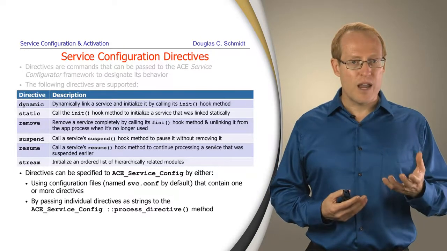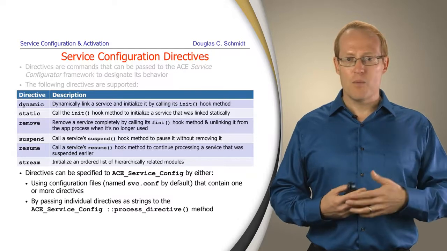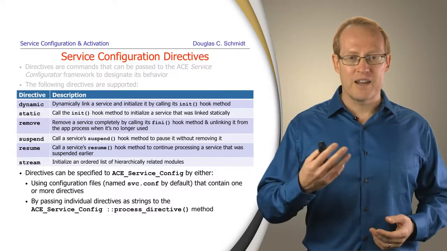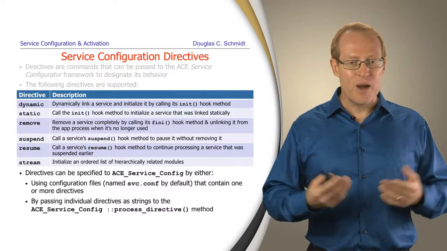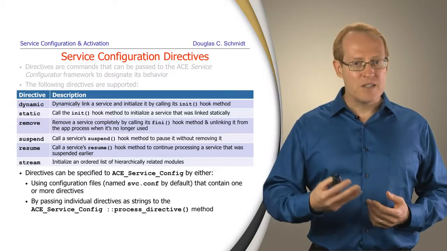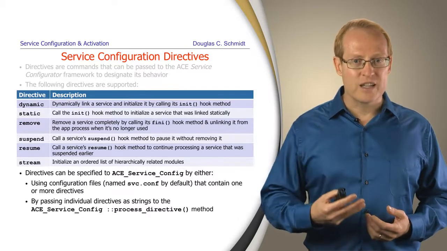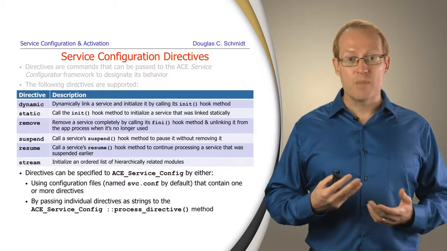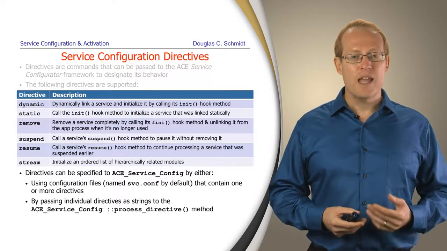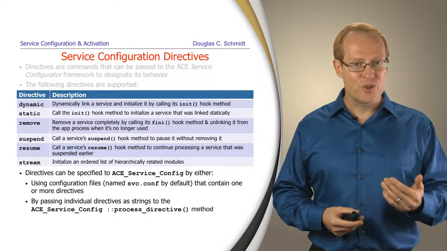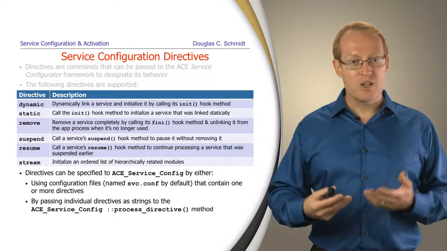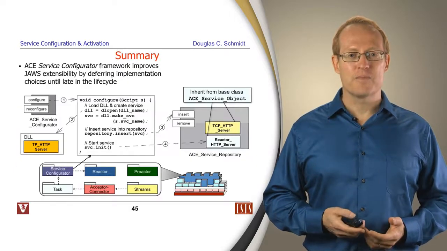You can also create strings from whatever source you want, from some kind of editor. You could pass them over a network or whatnot, and then pass these things as processing directives to the ACE Service Config object in one fell swoop. And that way you can have even more fine-grained control over how you manage configuration and reconfiguration.